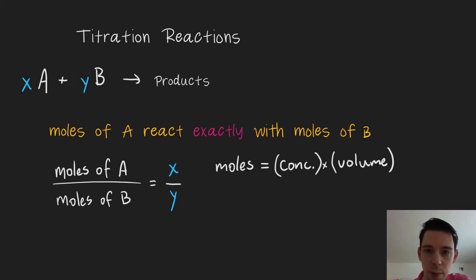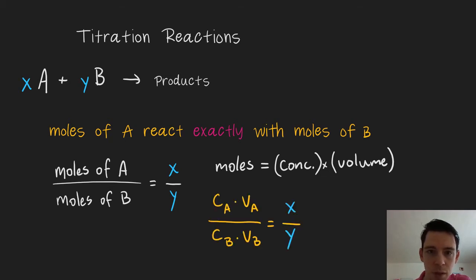It's also important to remember that moles of a solute in a solution is equal to the concentration of the solution times the volume of the solution. So combining these two equations yields this expression, CAVA over CBVB equals X over Y. Pause the video if you want to make note of it before we move on to our example. To use it, we'll need to know at least 3 of the 4 variables listed in yellow, which are the concentrations and volumes of our 2 reactants.